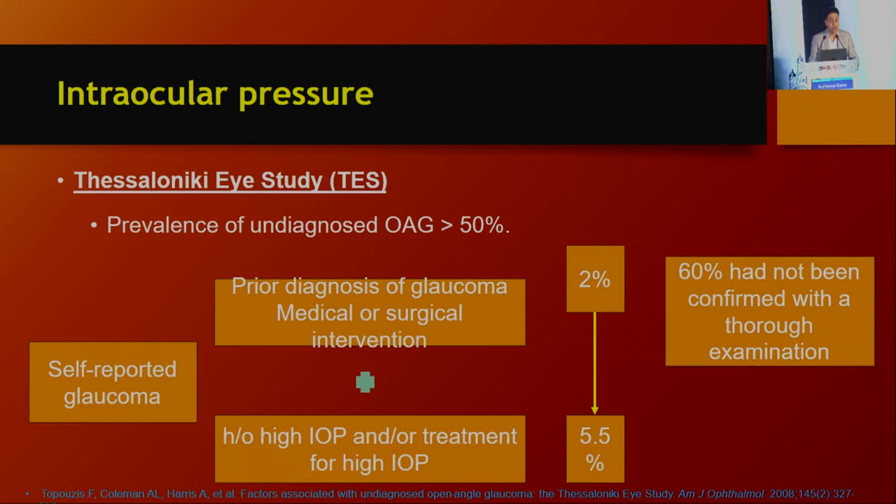Various studies have shown the prevalence of undiagnosed glaucoma is more than 50%. In one study, the Tele-scopy eye study, self-reported glaucoma, meaning prior diagnosis of glaucoma with previous medical or surgical treatment, had a prevalence of 2%. But when this study included those patients with high IOP, the prevalence rose from 2% to 5.5%. And surprisingly, 60% of those patients were not confirmed on subsequent detailed analysis.